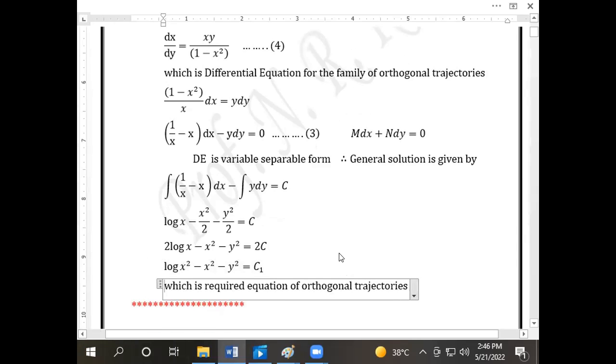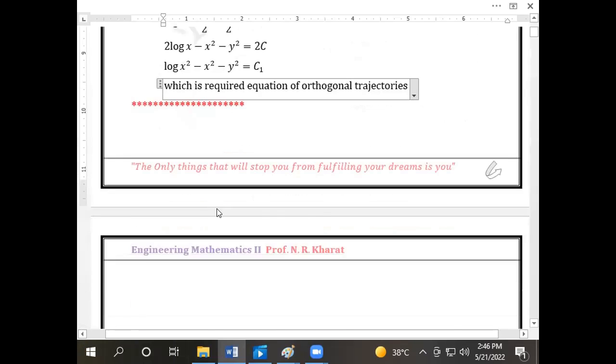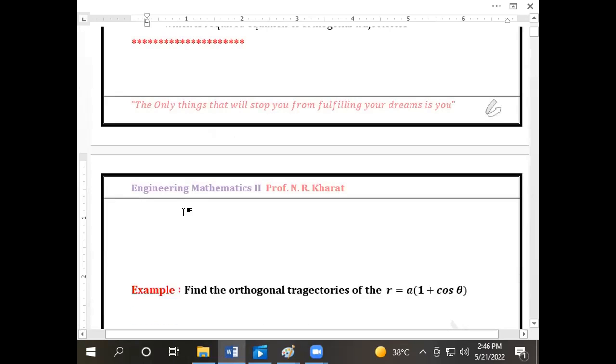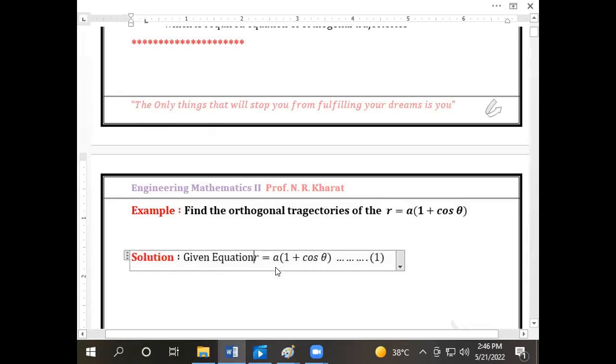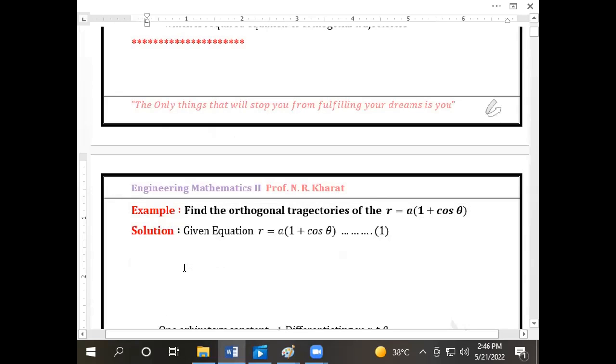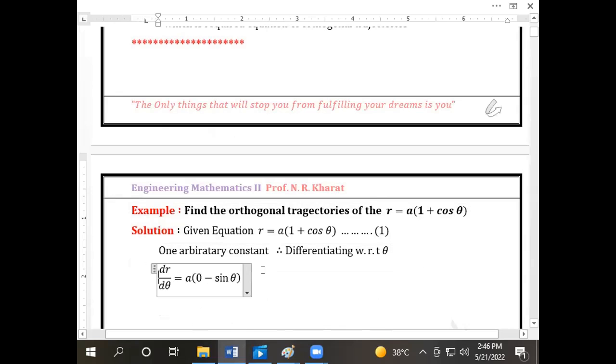In a similar way, we can find the solution for the polar form. For the polar form, we will see the second example. The example is r equal to a(1 plus cos theta). The given equation contains one constant, so we have to differentiate the given equation with respect to theta one time. So we got the derivative of r is dr upon d theta, and a remains constant. The derivative of 1 is 0, and the derivative of cos theta is minus sin theta.